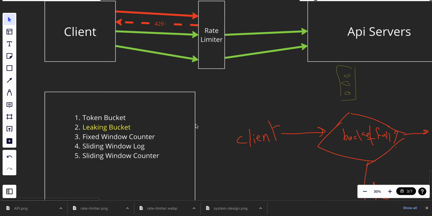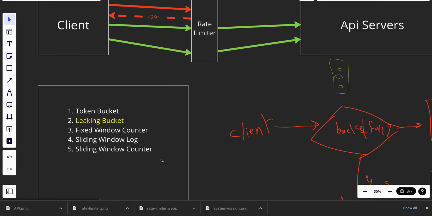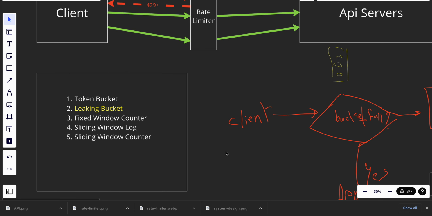After that, we talked about which algorithms we could use. We have five algorithms, so we should know them on a high level, and we went into details for each one of them because you should understand them. In the interview, you will not describe them that much; you just state the pros and cons, and that's it.